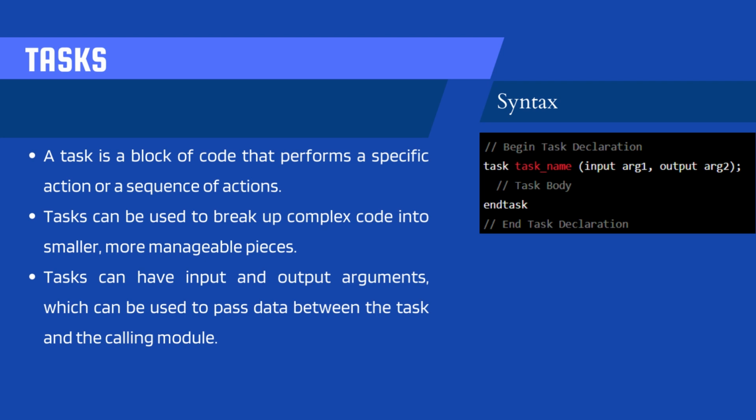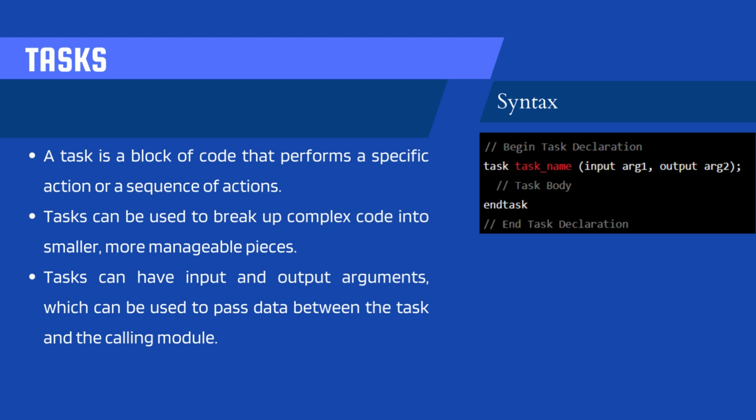Tasks can have input and output arguments, which can be used to pass data between the task and the calling module. The syntax of a task in SystemVerilog is similar to that of a module. It starts with the keyword task, followed by the task name and any input or output arguments. The body of the task is enclosed in curly braces.